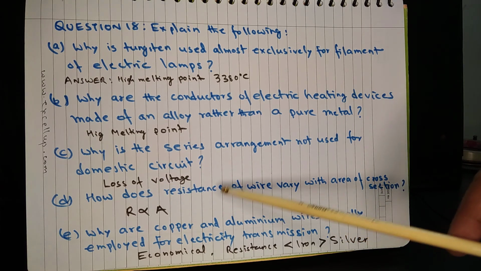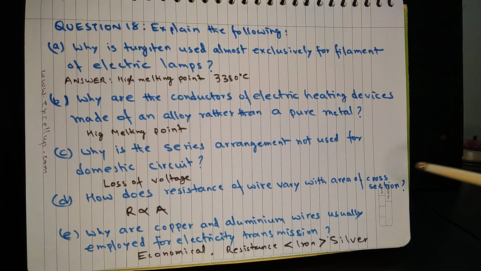Question D is, how does the resistance of a wire vary with area of cross section? The resistance of a wire is inversely proportional to the area of cross section. So the thicker the wire, the resistance will be less, and resistance will be more for a thinner wire.